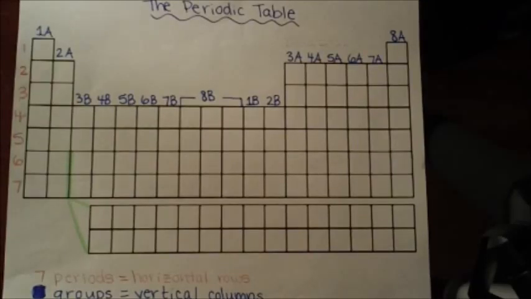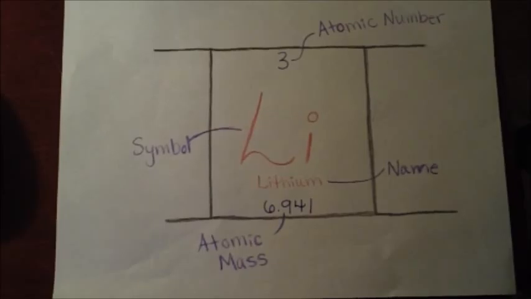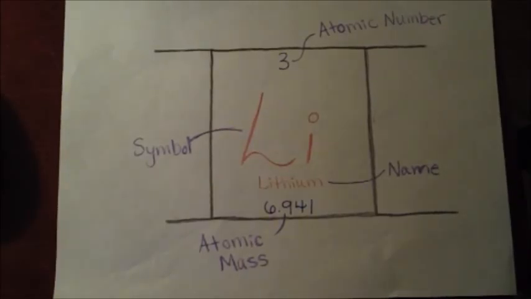The periodic table consists of 7 periods, or horizontal rows, and 16 groups, which are vertical columns except for group 8B. Each element has its own square on the periodic table. At the top is the atomic number. Next is the symbol, followed by the name of the element, and at the bottom is the atomic mass.